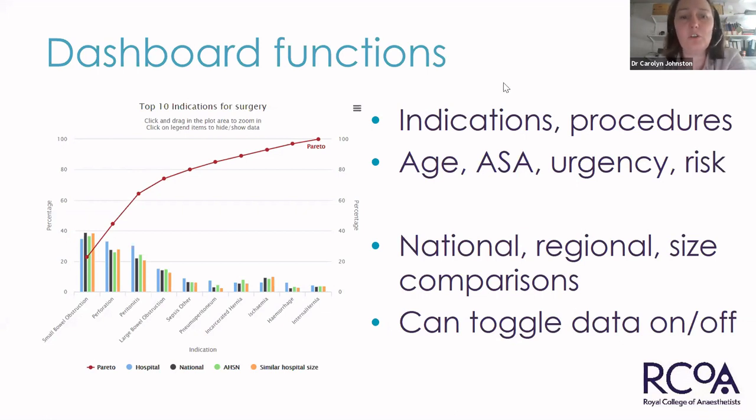You can toggle on and off a number of different lines, looking at your own hospital's data against national data, against your AHSN or your regional data, and also against hospitals of similar size. So people would like to compare, for example, large teaching hospitals with other large teaching hospitals, or district generals with other district generals, and you can do that to some extent with this function.